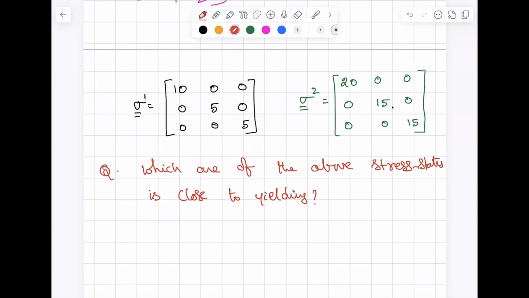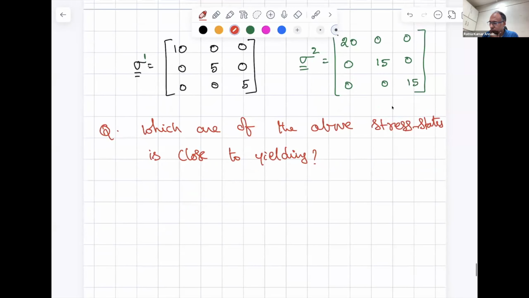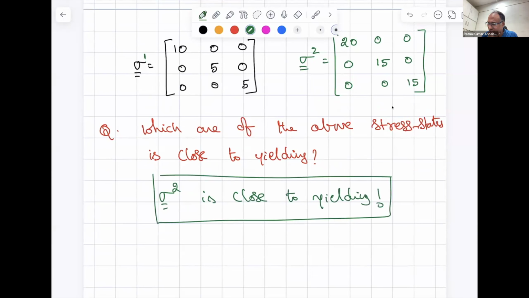So it has to be sigma 2. So we think that sigma 2 is close to yielding, right? By looking at that. So let us examine whether this is true or not. That is what failure theories allow us to examine in a very nice way. So keep this question in mind, and we will now discuss various failure theories, and in the end we will come back and answer this question.